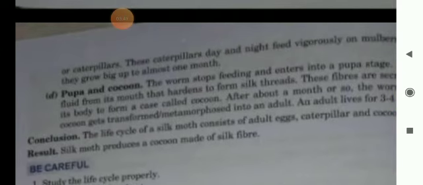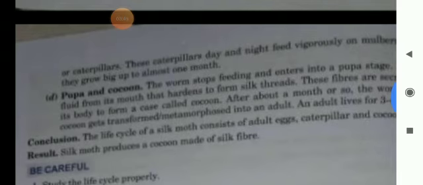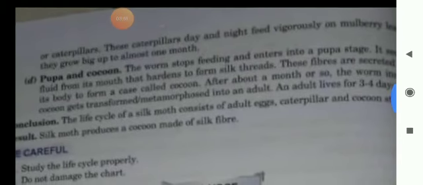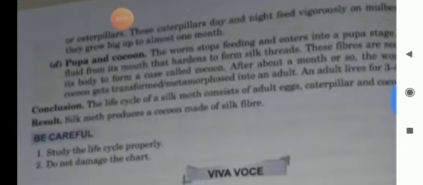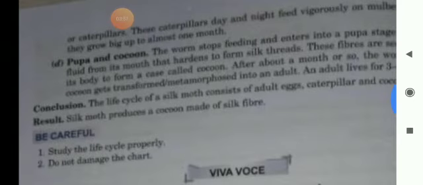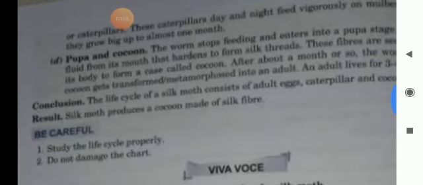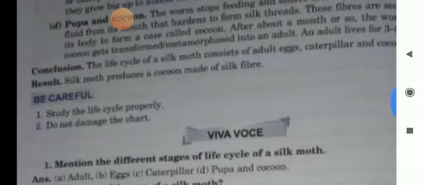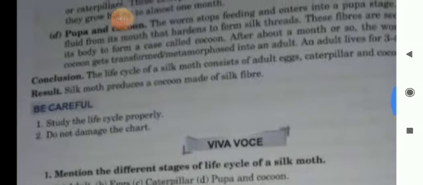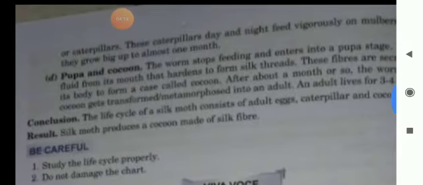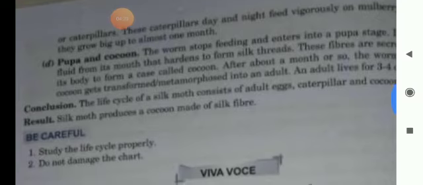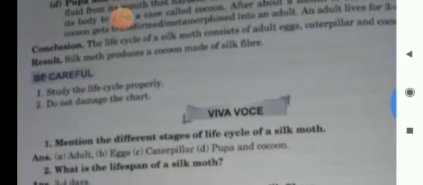And what is the conclusion? The conclusion is the life cycle of silk moth consists of adult, eggs, caterpillar and cocoon. An inference or result: silk moth produces a cocoon made up of silk fiber. The cocoon which covers the caterpillar is made up of silk fiber, which is used to take out the silk from it by boiling it in a water bath.